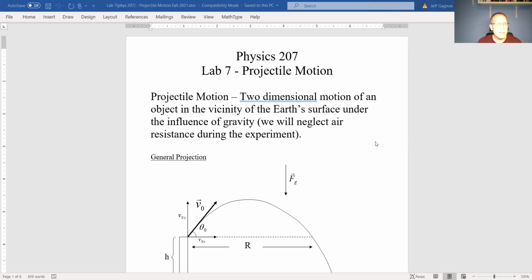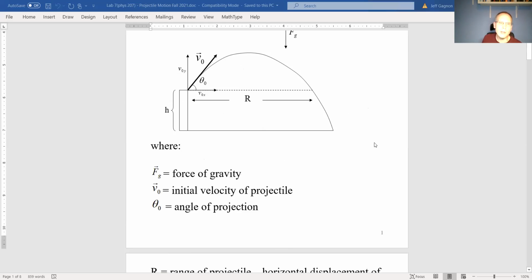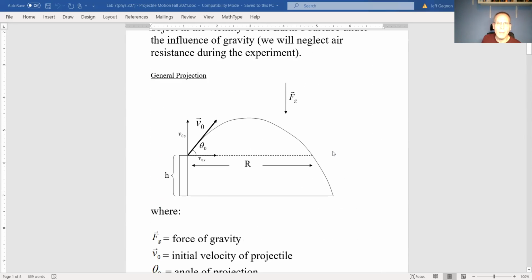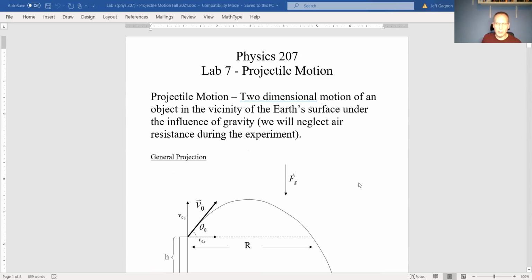So this is Lab 7 on projectile motion, and this video will be appropriate for both Physics 206 and 207. There's only one slight difference where Physics 206 will not do the first few questions in the experiment here. Otherwise the material is basically identical. So let me start off by reminding you what projectile motion is. To do that, I'm going to go over to the iPad.